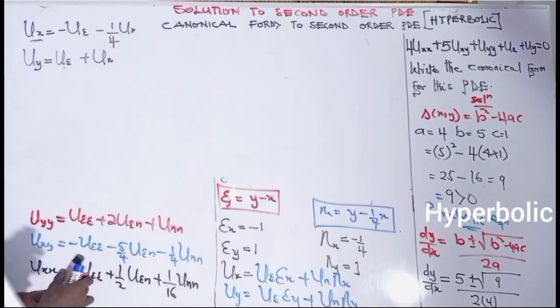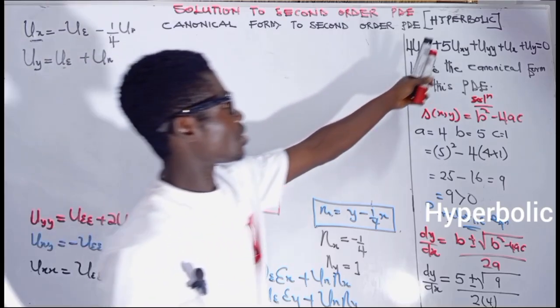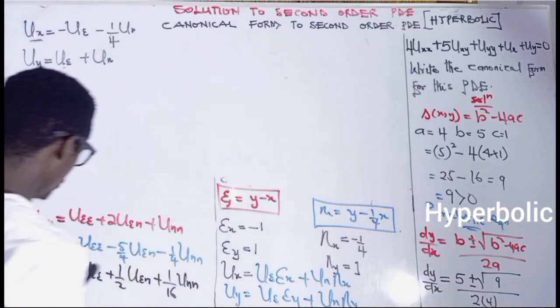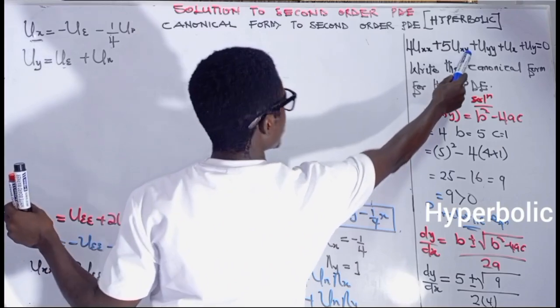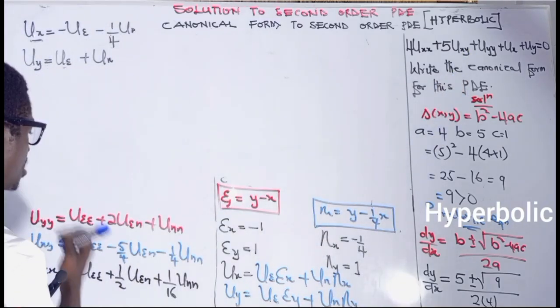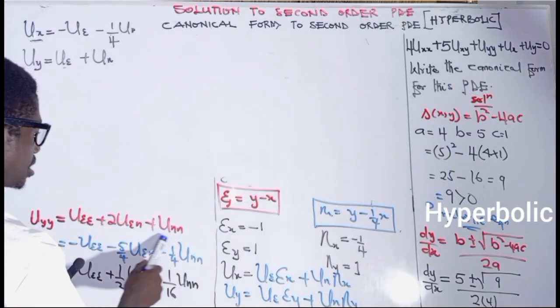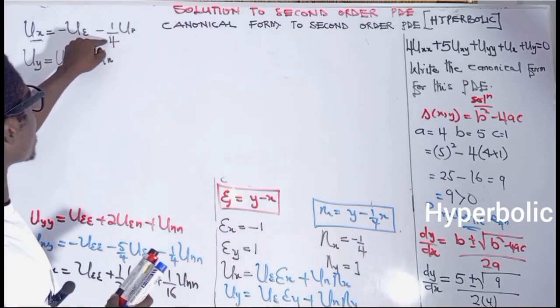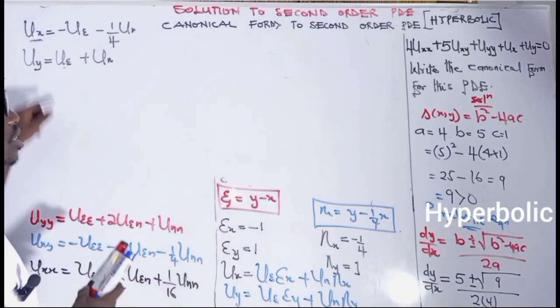So the next step is to substitute the expressions for u_xx, u_xy, and u_yy into the equation that was given. This is the equation that was given. Wherever we see u_xx, we plug in this expression, wherever we see u_xy we plug in this expression, wherever we see u_yy, which is here, we plug in this expression, and wherever we see u_x and u_y, we plug in these expressions. So let's do just that.